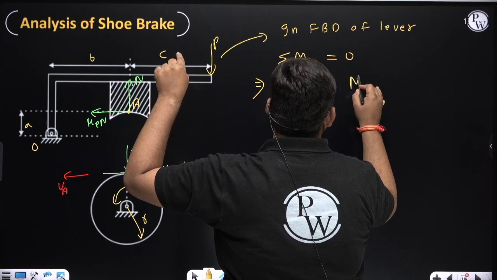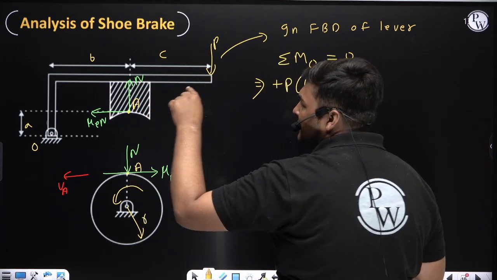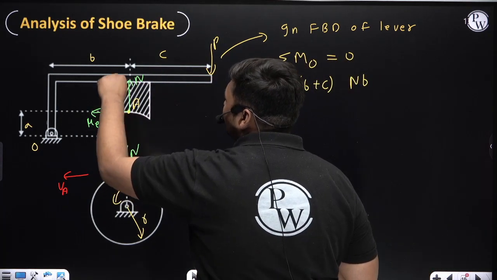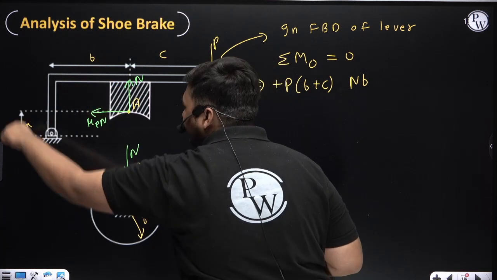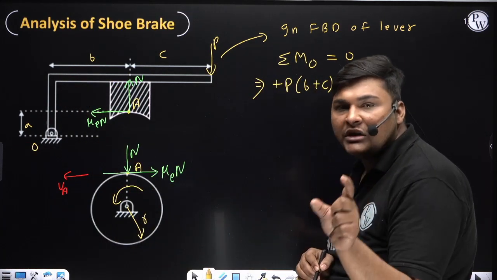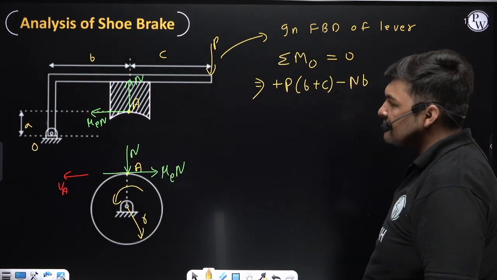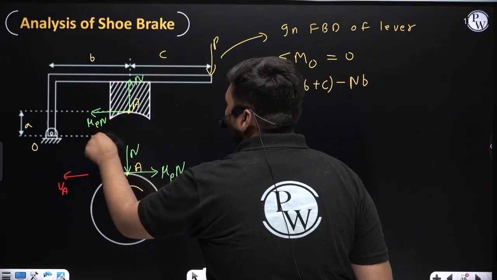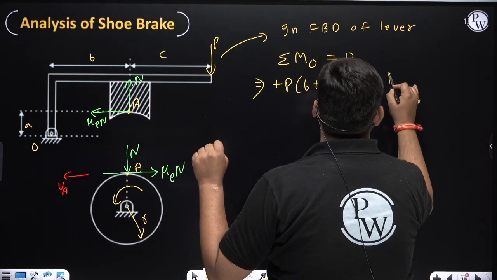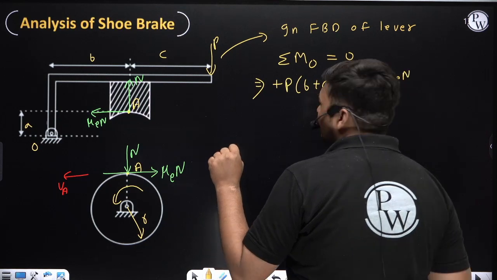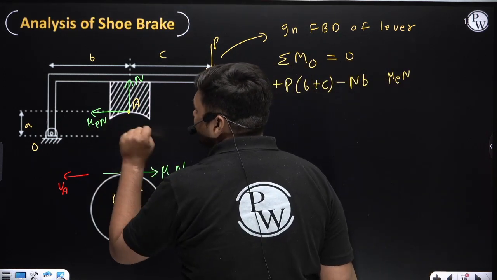So the moment due to this normal force N about O will be N into b, and the direction of movement due to this force N about O is anti-clockwise. I am considering clockwise as plus, so anti-clockwise as minus. Now the friction force is mu equivalent into N.